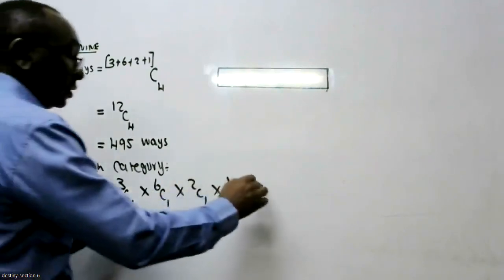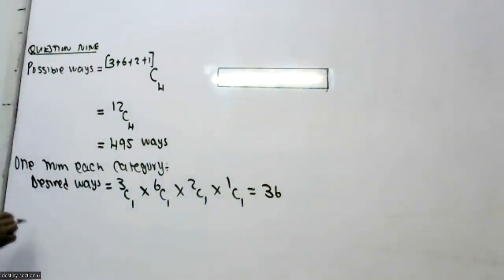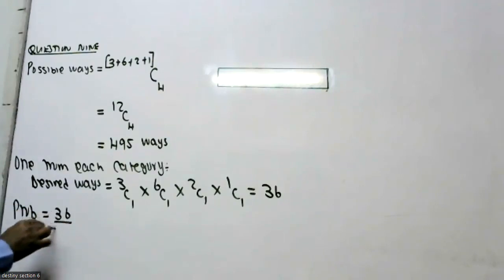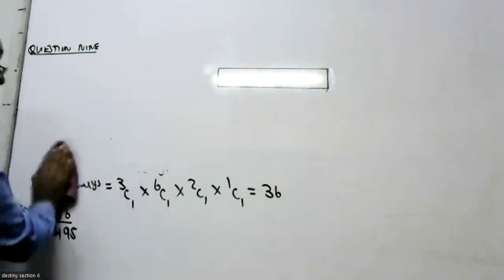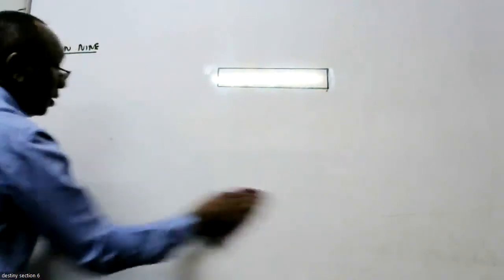Yeah, that is 6. So the probability will then be 36 out of 495. Number 2, tunaambiwa at least 1 from purchase department.